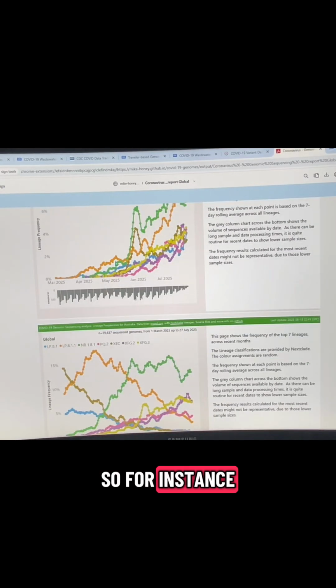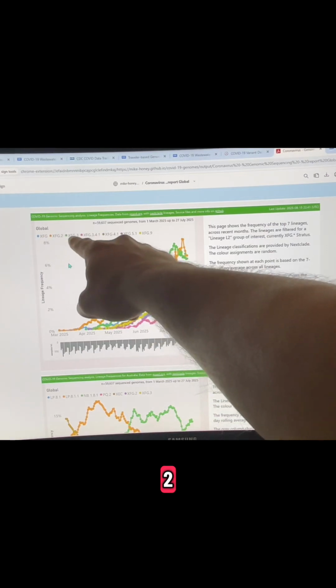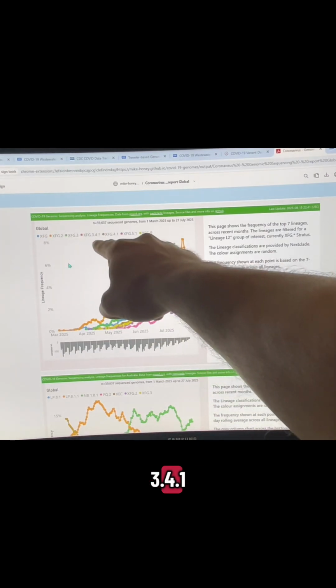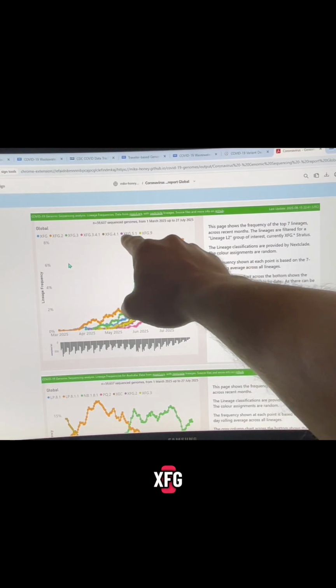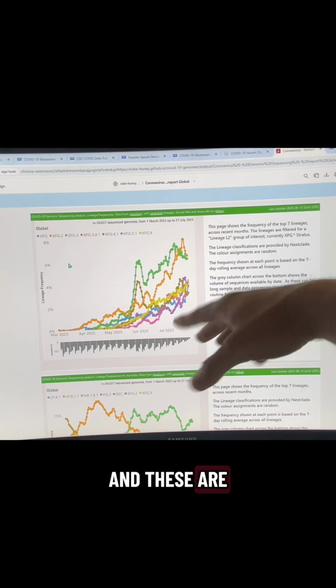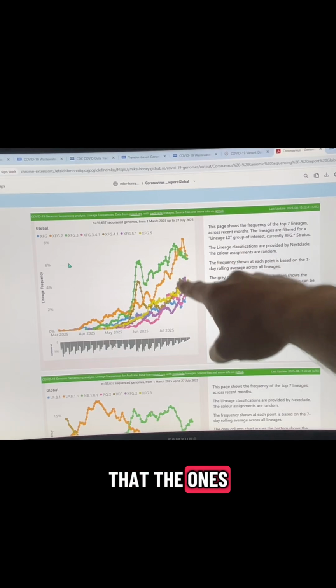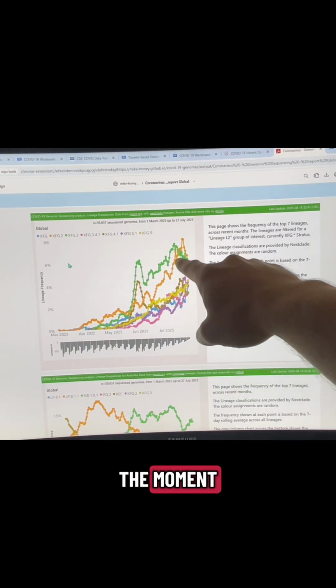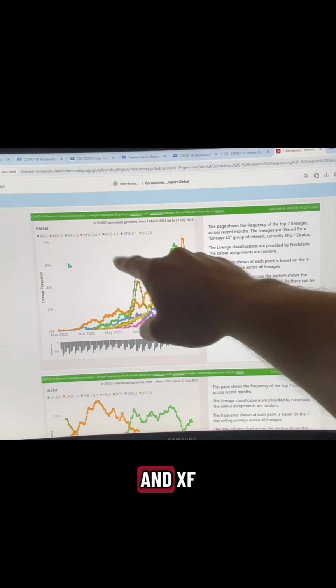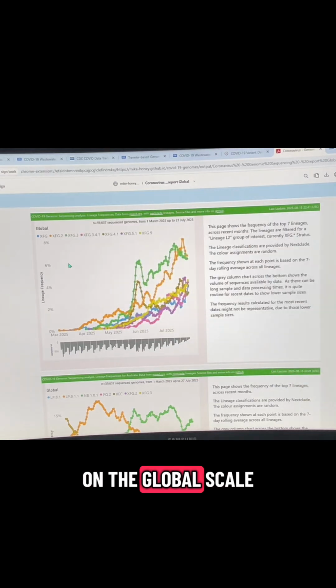For instance, XFG has XFG, XFG.2, XFG.3, XFG 3.4.1, XFG 4.1, XFG 5.1, XFG.9, and these are the predominant variants of XFG right now. We see that the ones that are outcompeting the others at the moment are XFG.2 and XFG.3, and this is on the global scale.